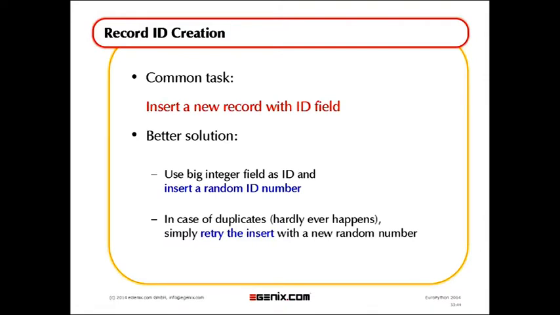Something that we always use in our applications is a very simple approach. It's a kind of a randomized approach. We simply have a big integer field for the ID, and then we use a good random number generator to generate the ID for us, and we just bet on not having collisions. So we use that ID in the row, we put it into the database, and it usually succeeds. In the very, very rare cases where it doesn't succeed, you just create a new random number and then you try again.